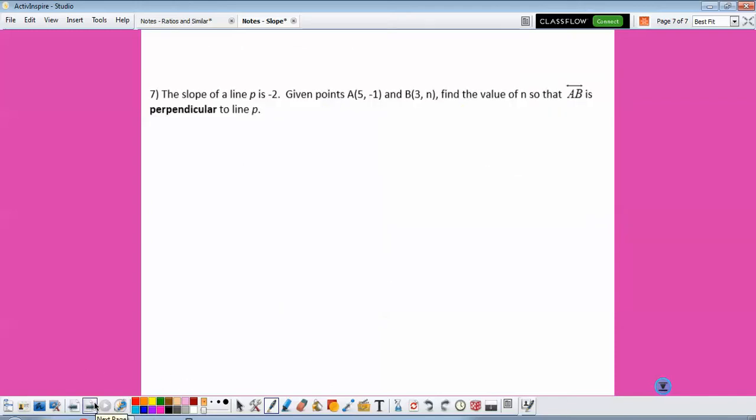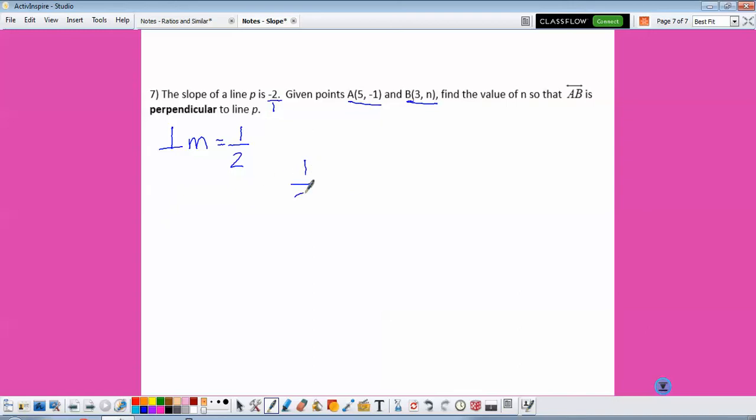We can also do this algebraically. So the slope of line P is -2. Given the points A and B, find the values of n so that AB is perpendicular to line P. So we need to find the perpendicular slope. Since this one was negative, our new one will be positive. As a fraction, this would be 2 over 1, so our new slope would be 1 over 2.